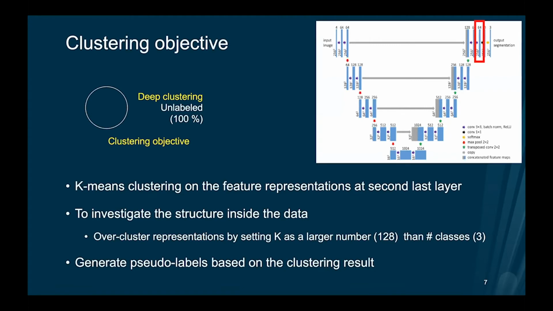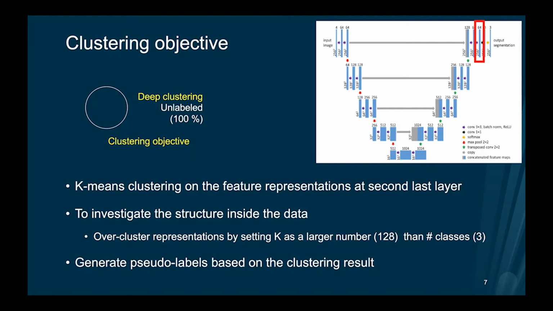On the other hand, the clustering objective utilizes the entire training data, both the labeled part and the unlabeled part. We take the feature representations from the UNet at the second last layer. You can see a red box in the figure in the upper right.